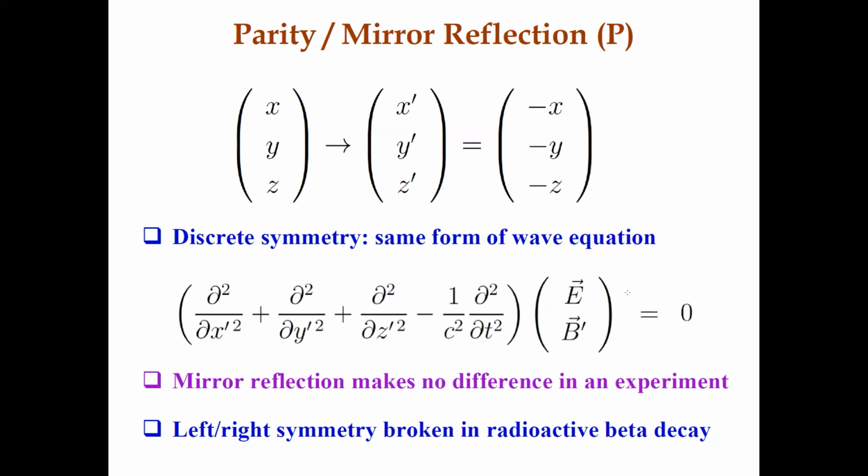So if someday somebody from a distant planet calls you and asks you what is left and what is right, you can explain to that alien to do this particular experiment with radioactive beta decay, and that's how you know what is left, what is right. Okay.